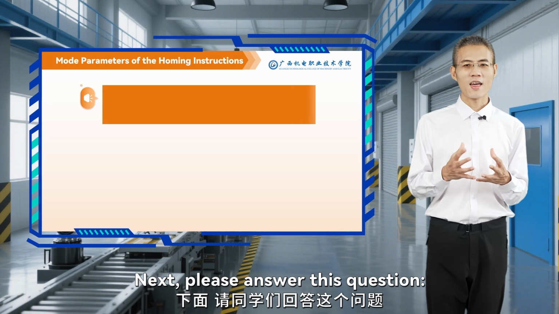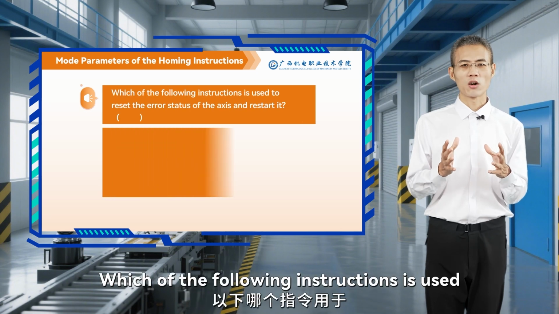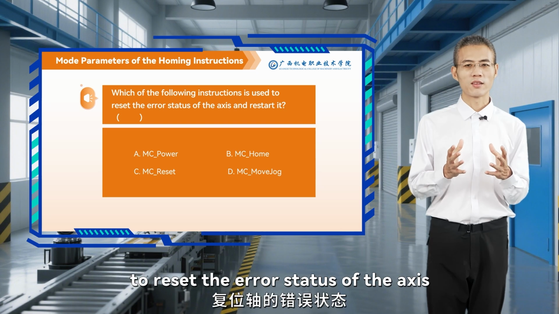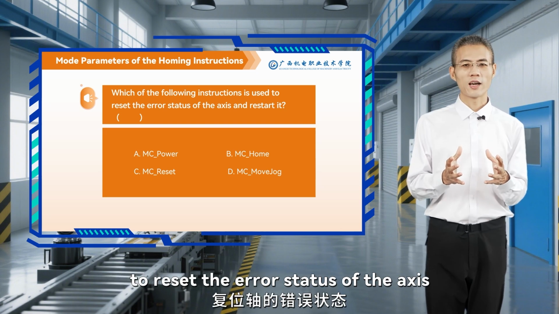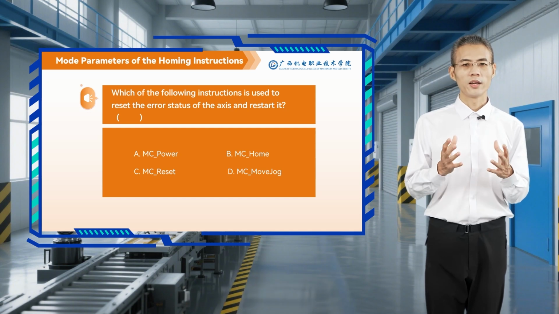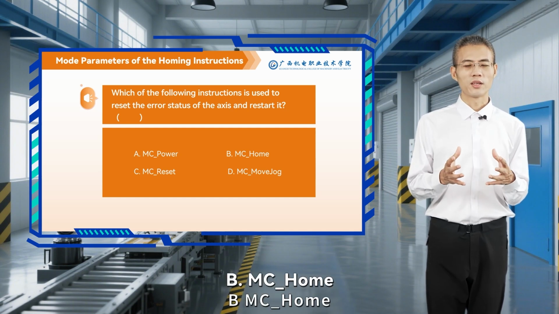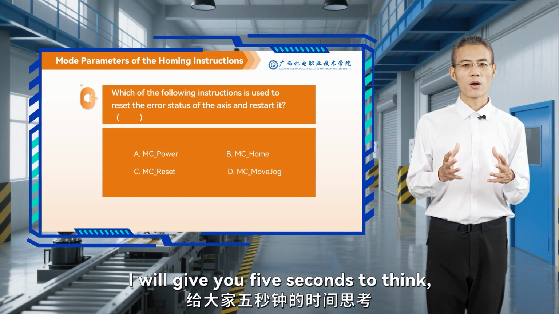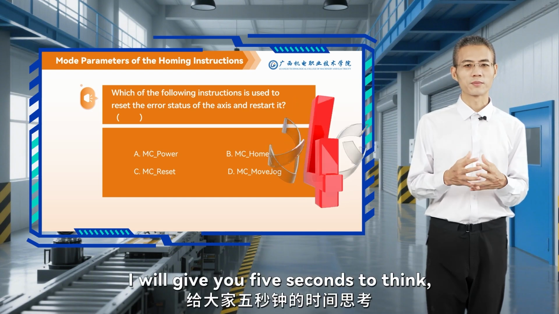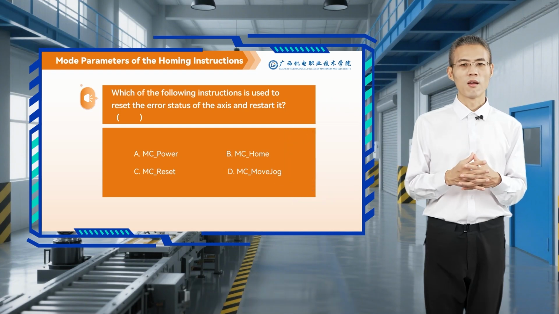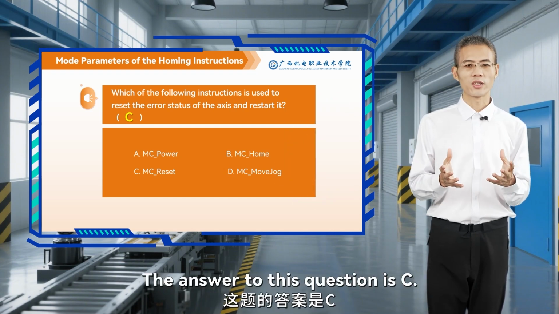Next, please answer this question. Which of the following instructions is used to reset the error status of the axis and restart it? A. MC Power. B. MC Home. C. MC Reset. D. MC Move Jog. I will give you 5 seconds to think, and will show the answer after 5 seconds. The answer to this question is C.